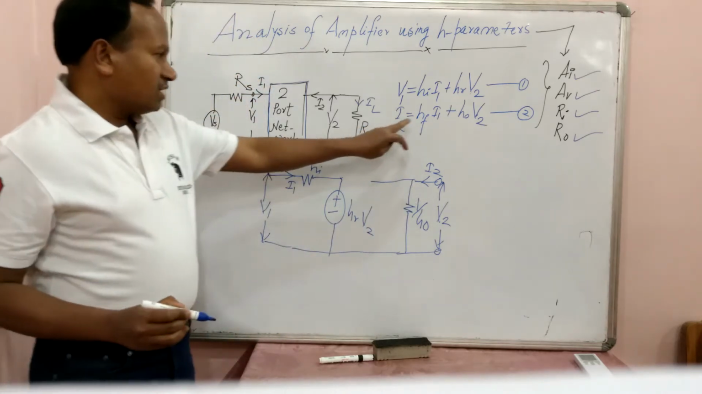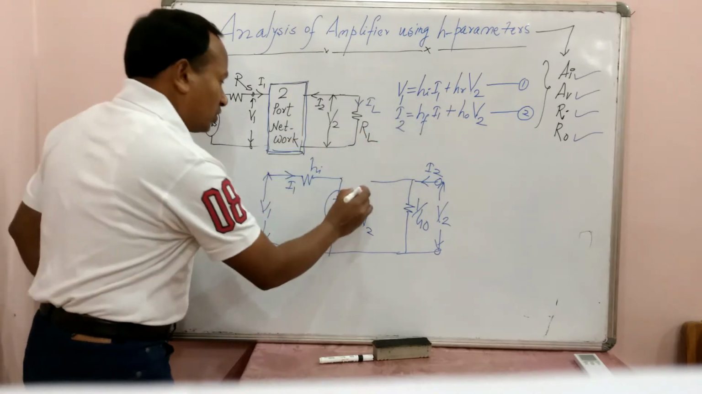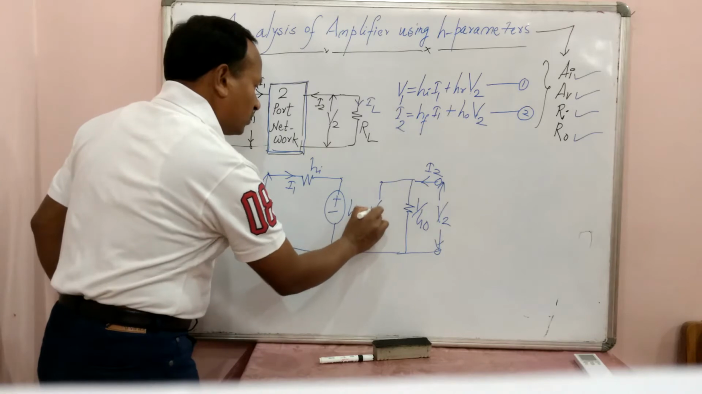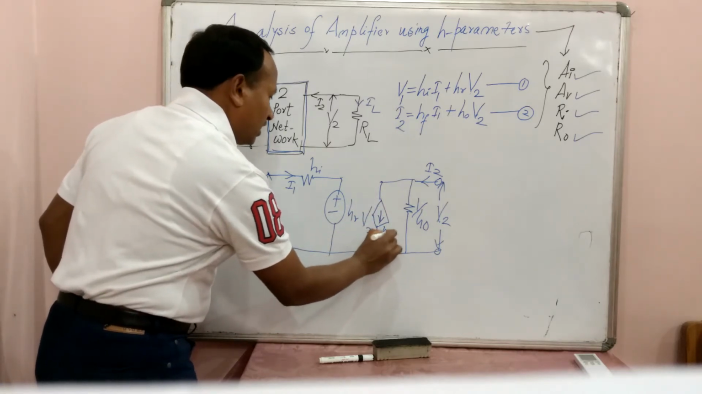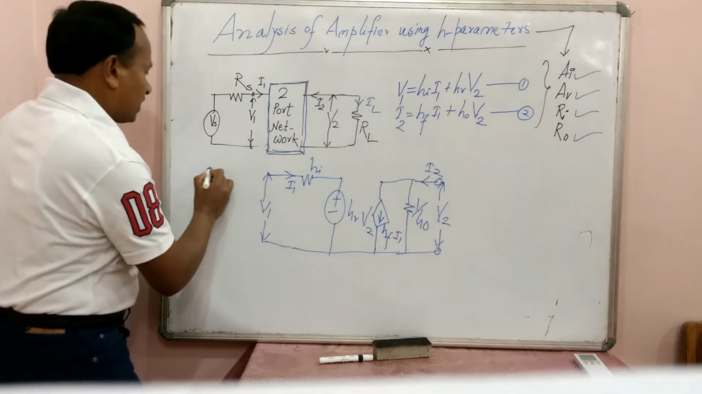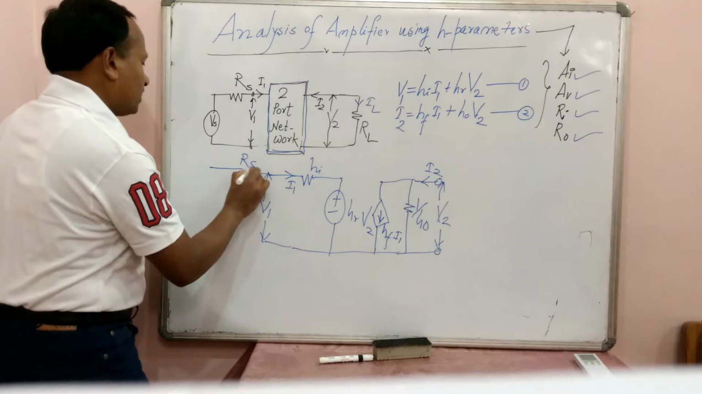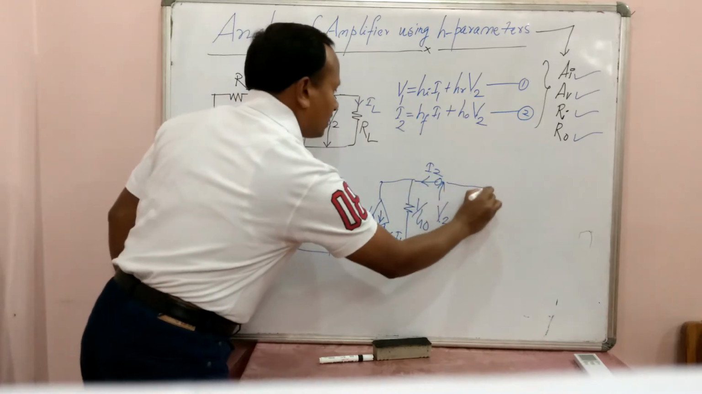This is a current-dependent current source: the output current depends on the input current. So how will we write that? We make one current source here, and its value is H_F into I1. And let us now connect Rs and Vs, and what is there on the output side?